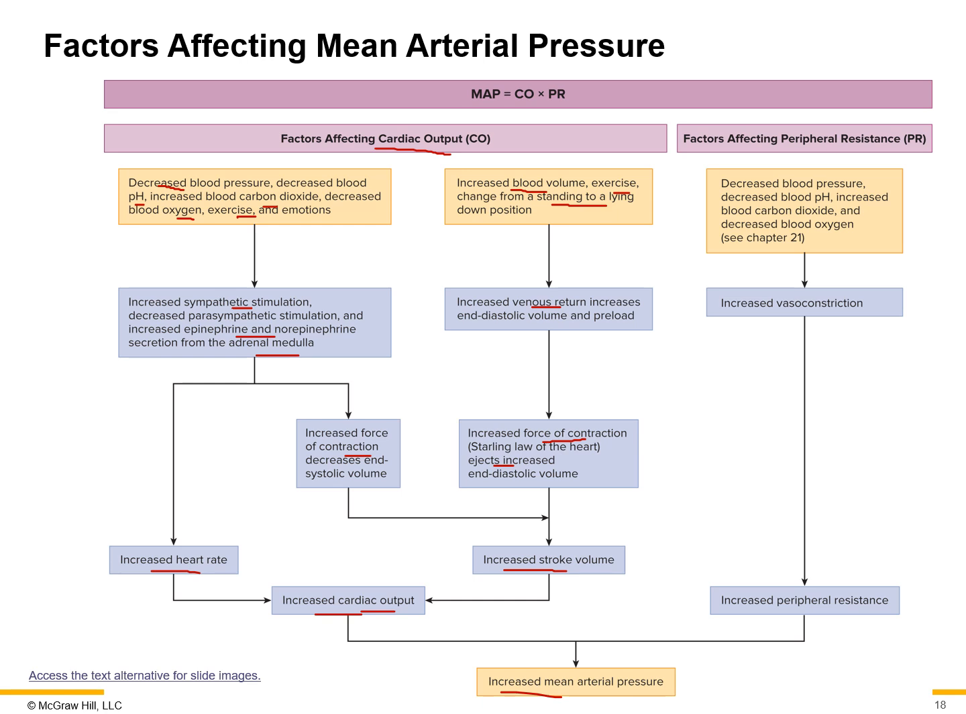Then the factors that can affect the peripheral resistance: decreased blood pressure, pH, carbon dioxide, and oxygen. Decreasing those can then cause increased constriction of the blood vessels. That increases the resistance. So if the blood vessels are smaller, it takes more force to pump through them, because again, we're moving from high to low pressures. So if we have a lot of resistance, that increases the pressure, causing more resistance that increases that mean arterial pressure.